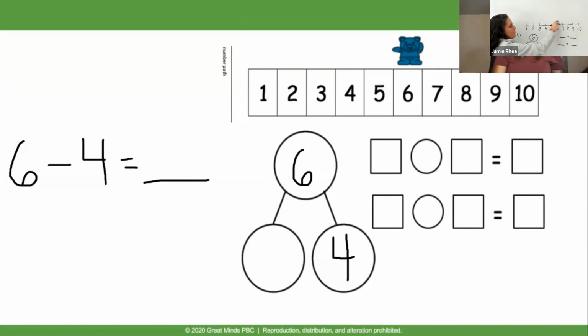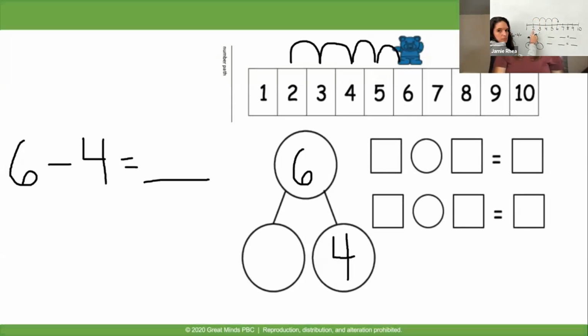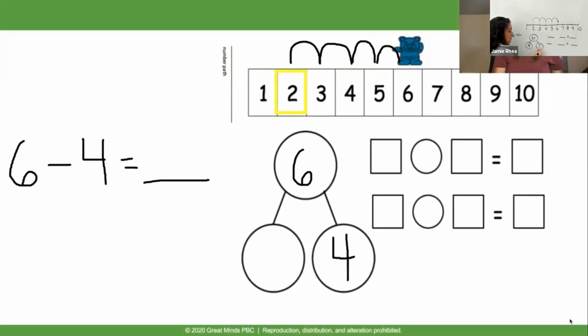As my bear hopped down, let's keep track of our hops. I'm going to draw mine. You can use your finger. Ready? 1, 2, 3, 4. What is 6 minus 4? 2. I landed on 2. 2. Very good. So we can write our number sentence as 6 minus 4 equals 2. And our missing part in our number bond is 2.